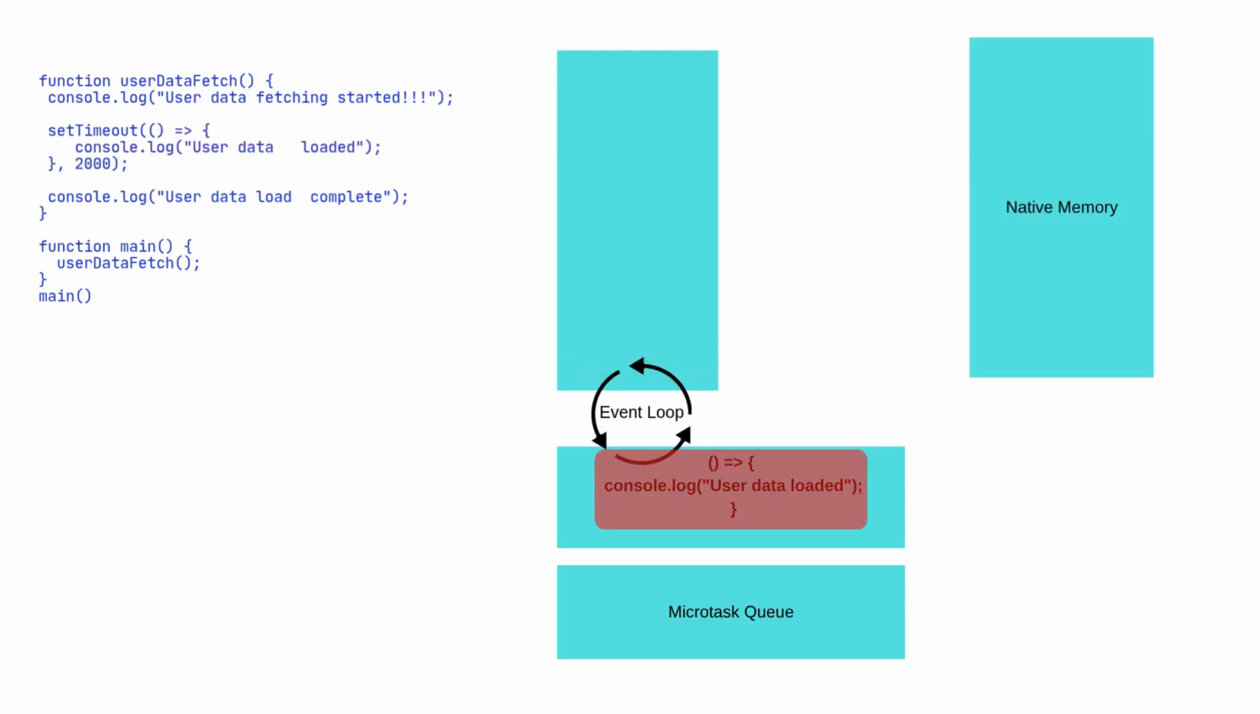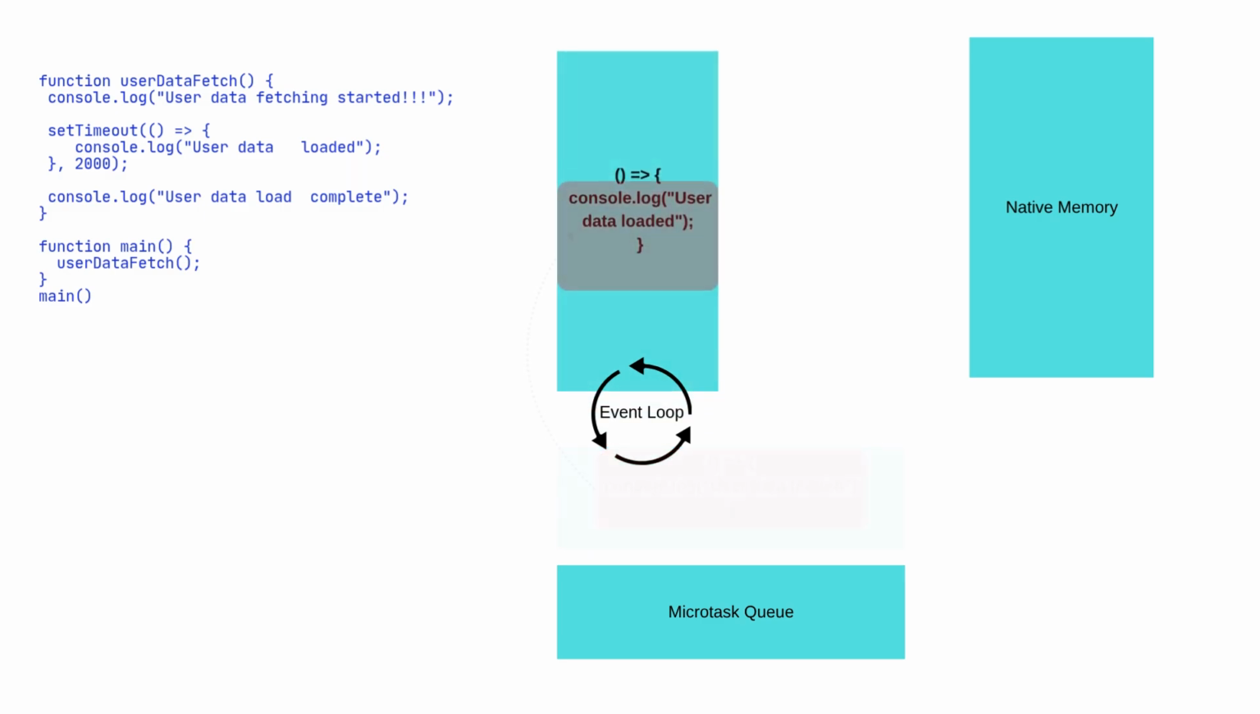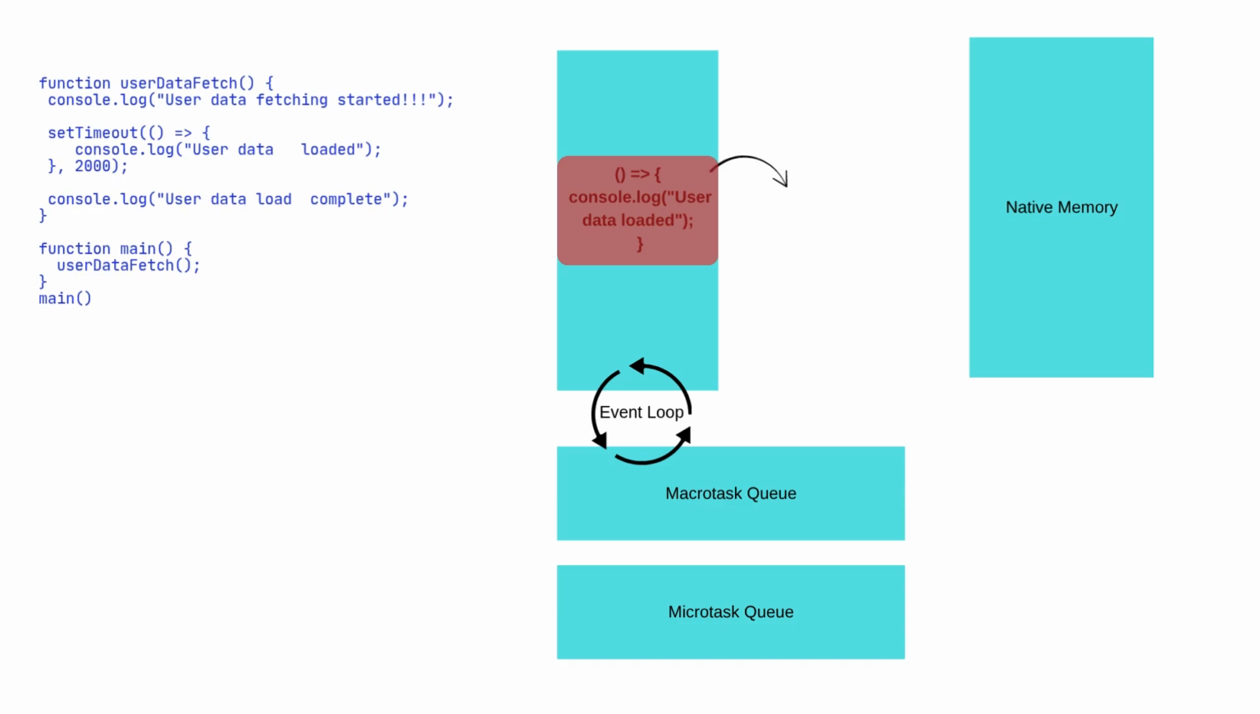Once the 2-second timer ends, the event loop checks if the call stack is empty or not. It finds the callback in the macro task queue and moves it into the call stack. Then the message user data loaded is logged. This entire process involving the call stack, native APIs, macro task queue, and event loop is what lets JavaScript remain non-blocking and responsive, even though it's single-threaded.